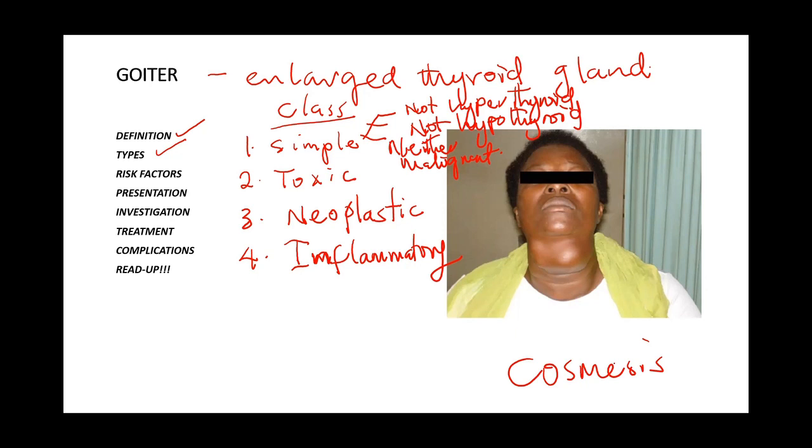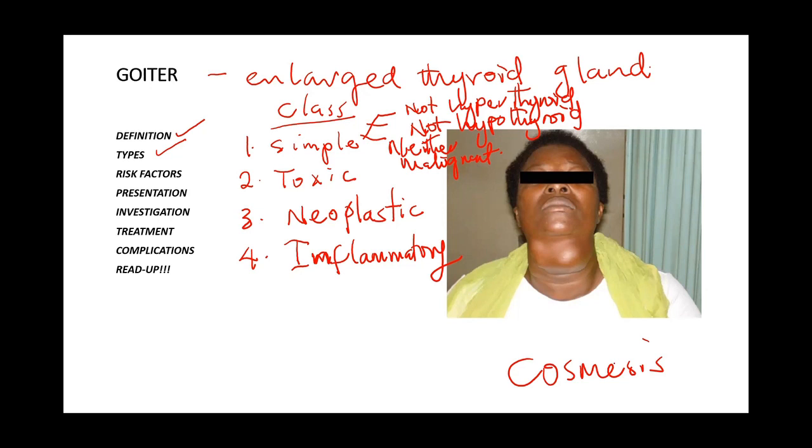They may not have any symptoms, may not have any pressure symptoms, may not have any toxic symptoms, but because there is a swelling growing on their neck, it will cause a form of disfigurement in that patient. So they request for treatment. So any goiter without all these features is called a simple goiter.